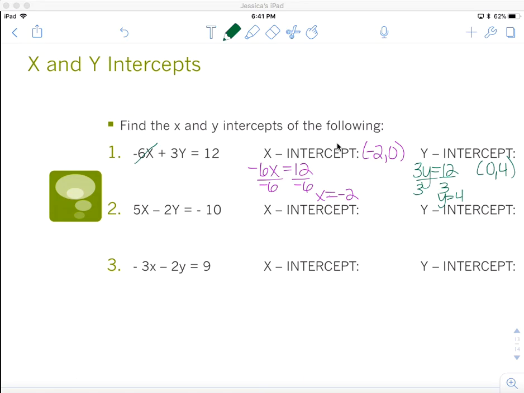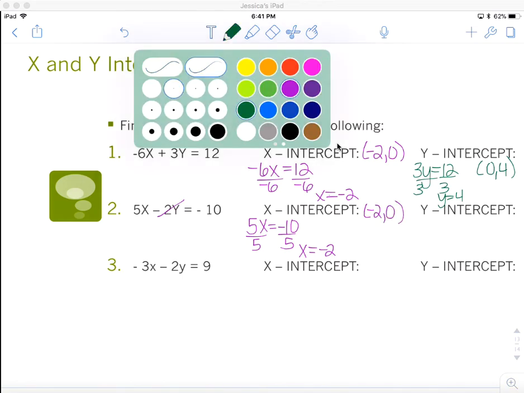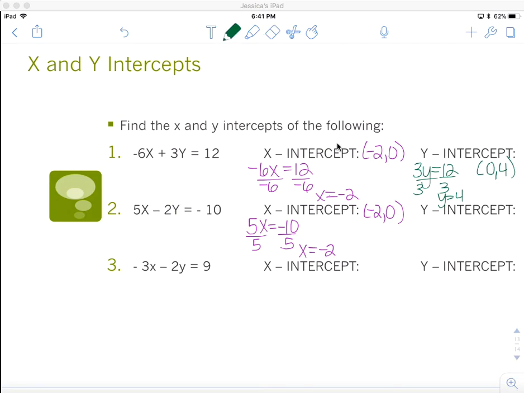For number 2, I'm going to do the exact same thing. For my x-intercept, I'm going to plug in 0 for y. If 5x equals negative 10, I'm going to divide both sides by 5, and x is negative 2, meaning my x-intercept is negative 2, 0. For my y-intercept, I'm going to plug in 0 for x. If negative 2y equals negative 10, then when I divide by negative 2, y is 5, meaning my y-intercept is 0, 5.